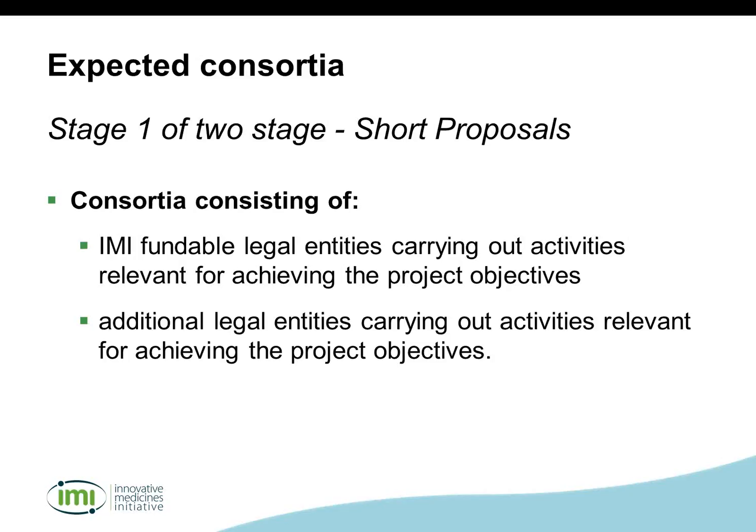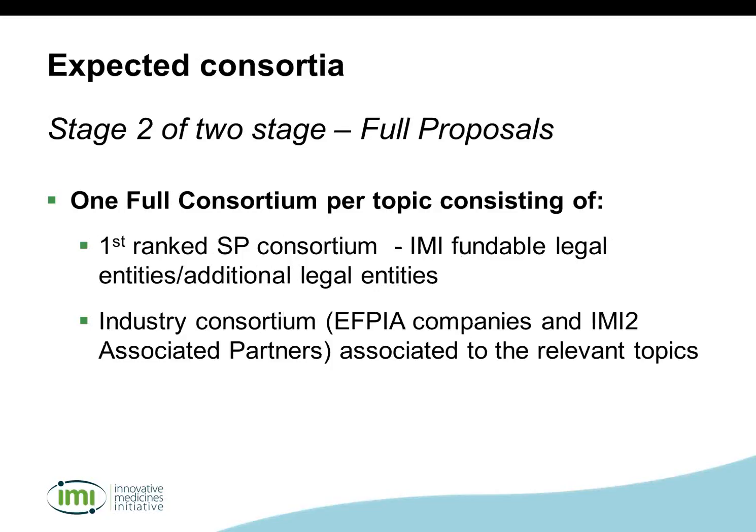proposed project. Then the first rank at stage one, so under each topic there will be a ranking, and the first rank proposal, the first rank consortium, will be invited in preparation of stage two to submit a full proposal together with the industry consortium, which is pre-identified and associated to that given topic. The industrial consortium is identified, so each individual company participating under a given topic is spelled out in the call topic text under the relevant topic.